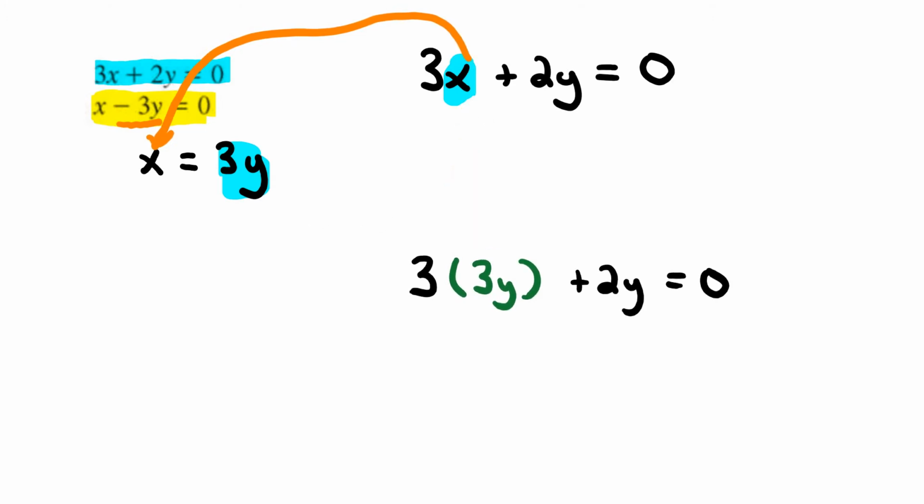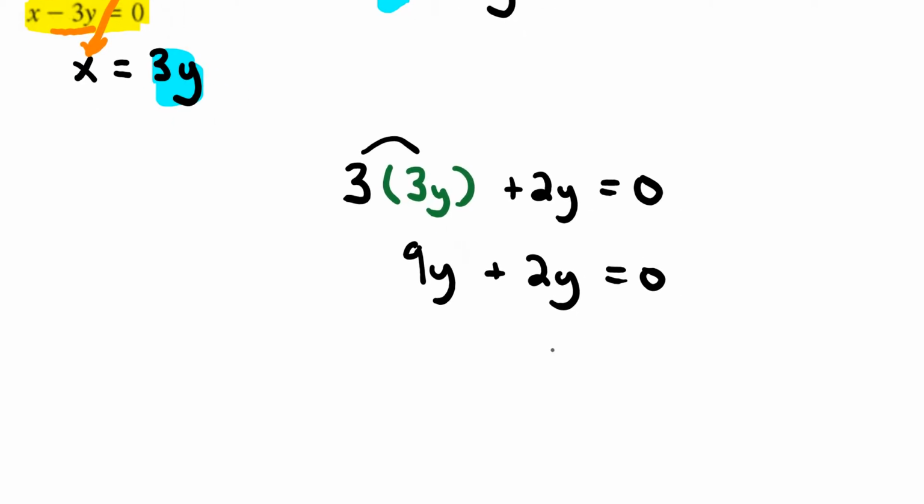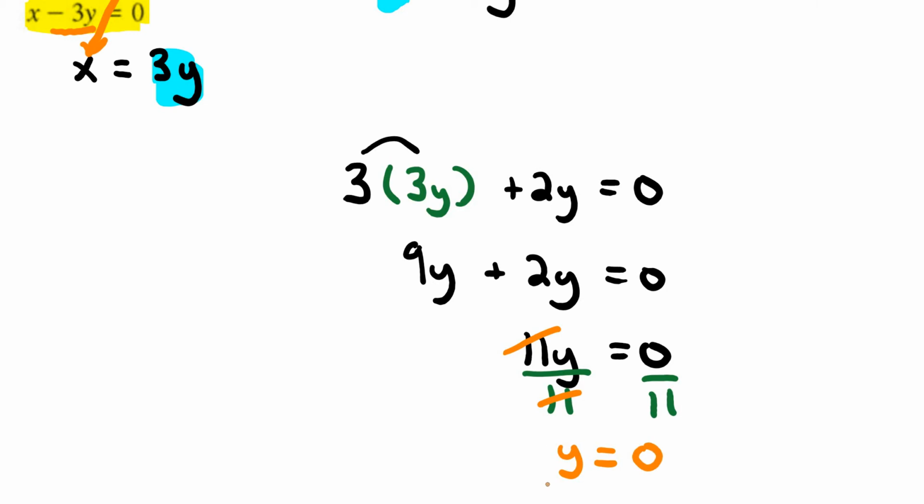Right, so there's my substitution step, and 3 times 3 is 9, so this will be 9y plus 2y equals 0. 9y plus 2y is going to be 11y equals 0. And from here on, if you divide both sides by 11, great, those cancel off. So y would equal 0 over 11, which is just 0. So y would equal 0.